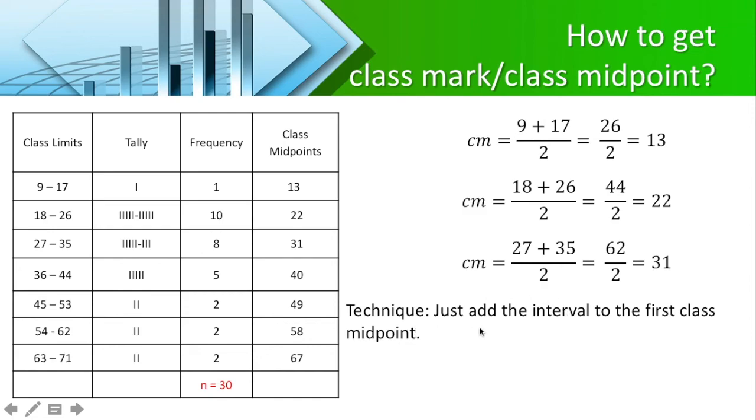It says here, just add the interval to the first class midpoint. So this will be 13 plus 9 is 22. 22 plus 9 is 31. 31 plus 9 is 40. 40 plus 9 is 49. Plus 9 is 58. Plus 9 is 67. So that is the short way. But if you want to add the lower limit and the upper limit and divide by 2 to find the class midpoint, that is fine.